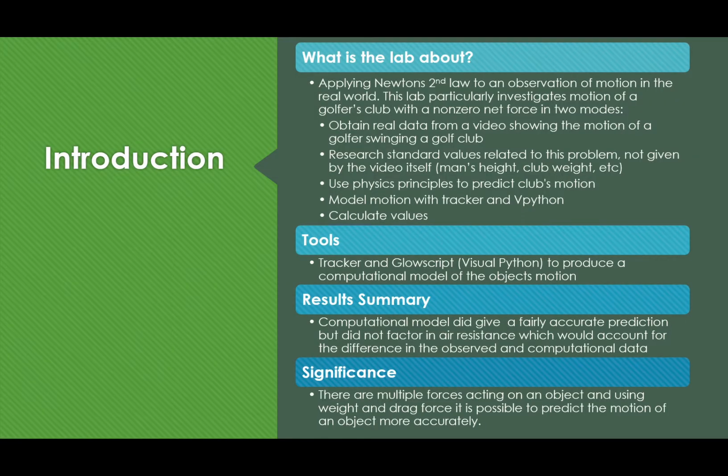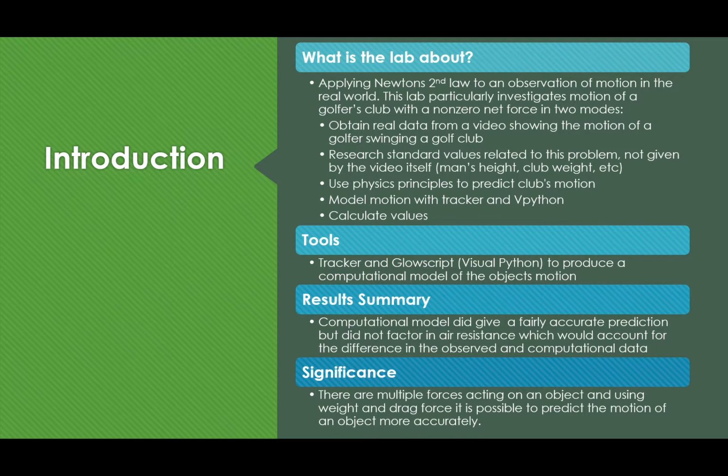So for Lab 5, I decided to apply Newton's second law to an observation of motion in the real world, particularly investigating the motion of a golfer's club with a non-zero net force using two modes. The objectives of my lab were to obtain real data from a video showing the motion of a golfer swinging a golf club, research standard values related to the problem but not given by the video itself, such as the man's height, the club's weight, etc., use physics principles to predict the club's motion, model the motion with Tracker and VPython, and then calculate values.